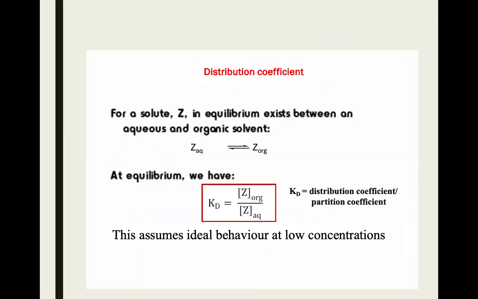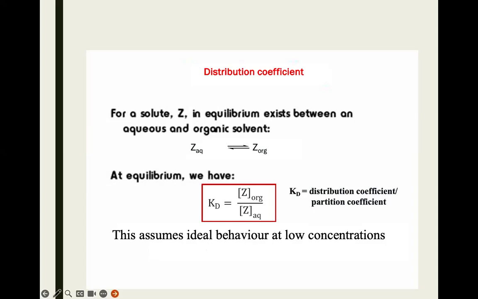Because you are able to transfer the analyte of interest from the aqueous phase into the organic phase. That's your objective. So if you choose the right solvent system and the right pH, you might have a good KP or KD. This is stated here. This assumes that we have ideal behavior at low concentration.